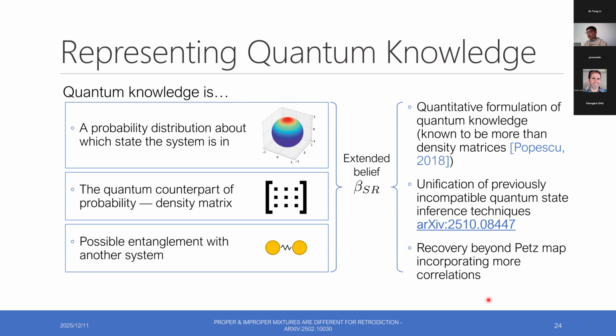The insufficiency of describing quantum knowledge by a density matrix has been observed previously by Popescu in 2018. That was a qualitative description of the difference between a density matrix and knowing the basis of the states. Here we have a quantitative formulation of this knowledge; we gave a way to describe this difference. Also, this could be used to unify some previously incompatible quantum state inference techniques, which is shown in this arXiv paper. And possibly this will give us more possibilities for doing recovery beyond simply using the Petz map.